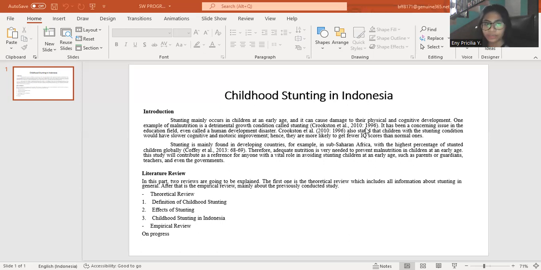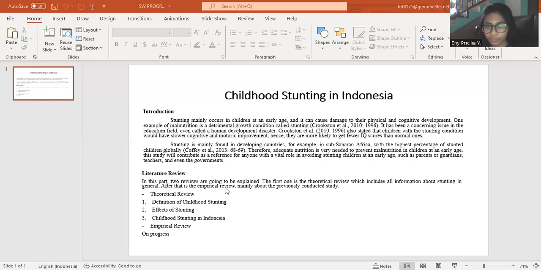And after that, in the closing paragraph, I wrote, this study will systematically review the chosen literature to find the gaps in the topic. And after that, it can be provided as a basis for future research and a recommendation on maintaining them. And after that, we move to the second part, which is the literature review. In this part, two reviews are going to be explained. The first one is the theoretical review, which includes all information about something in general.